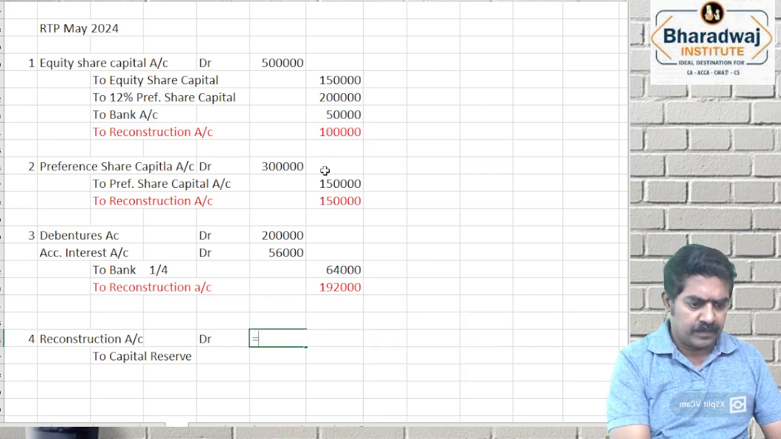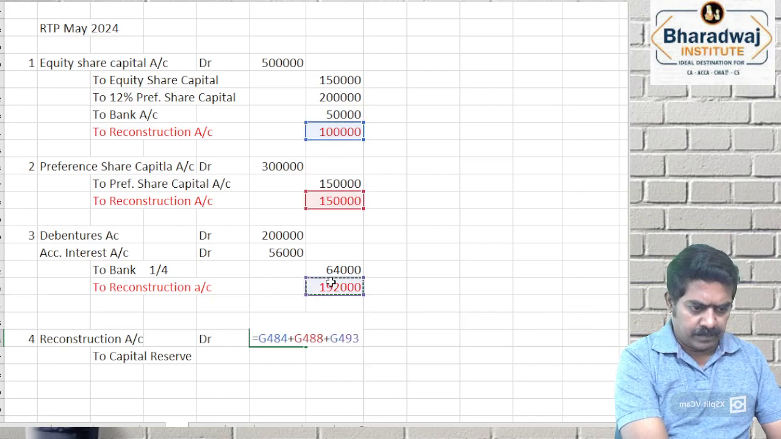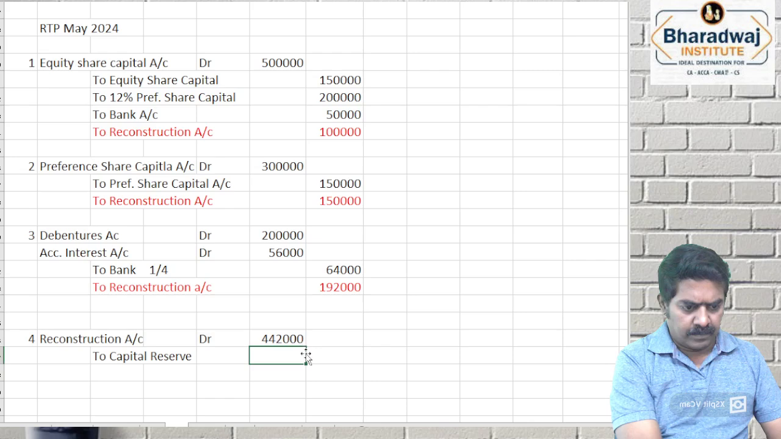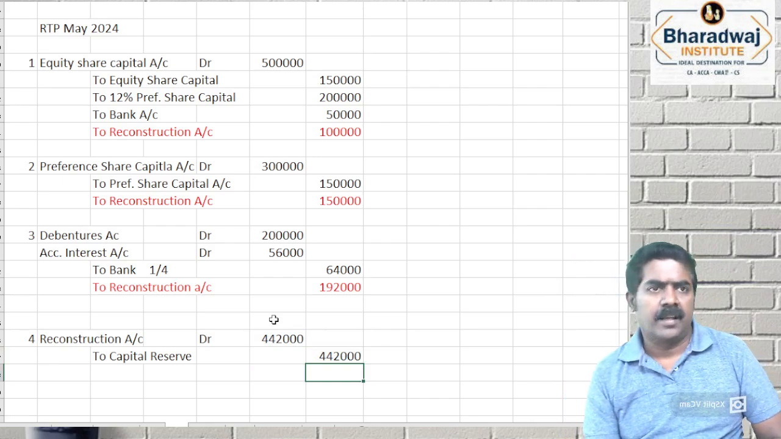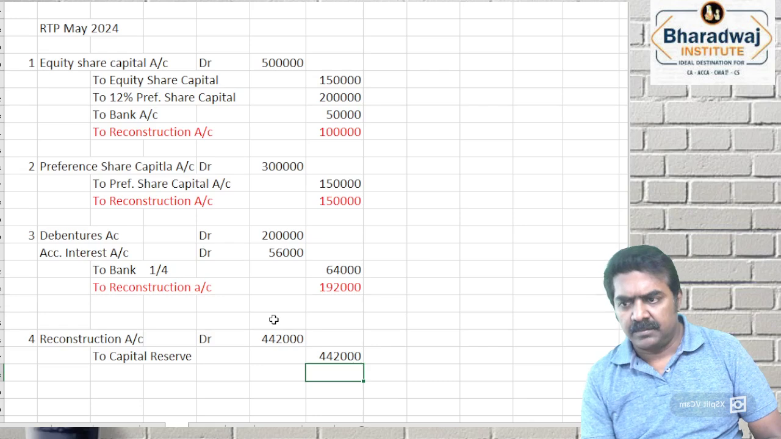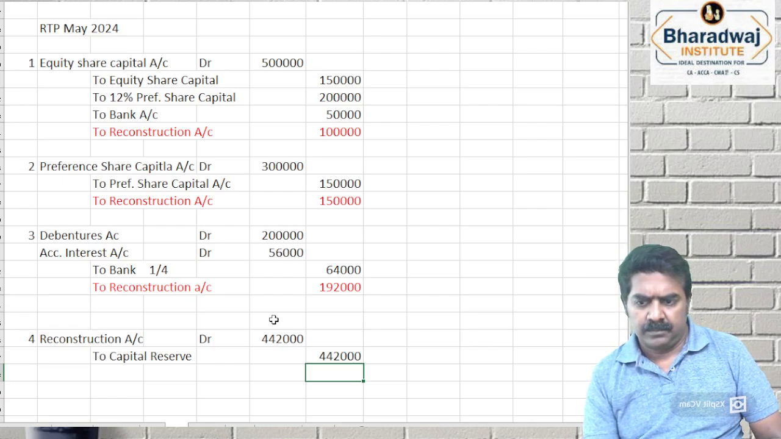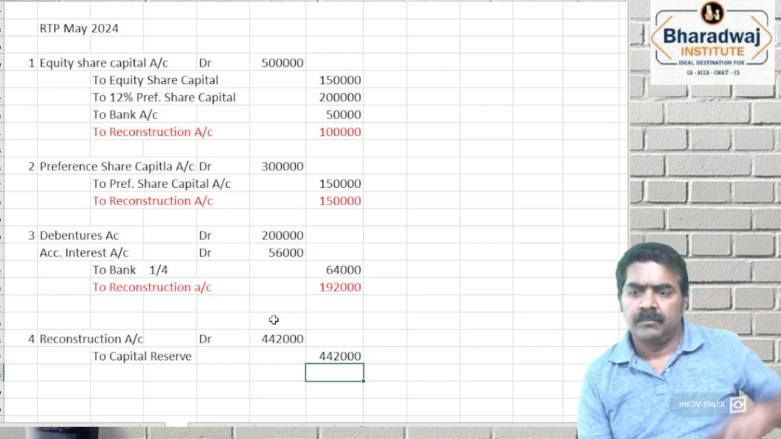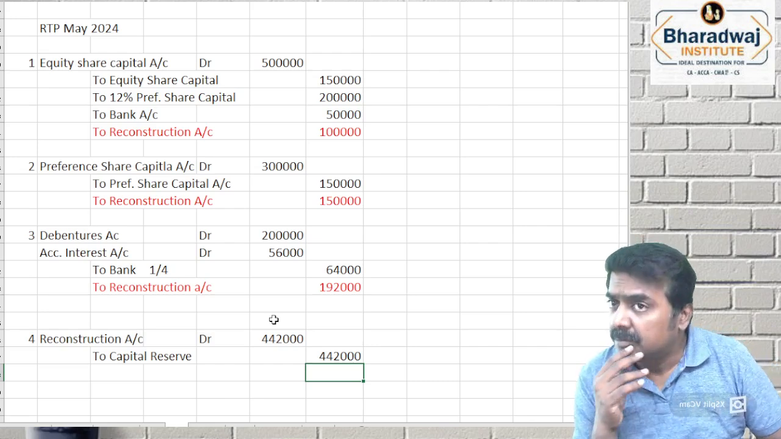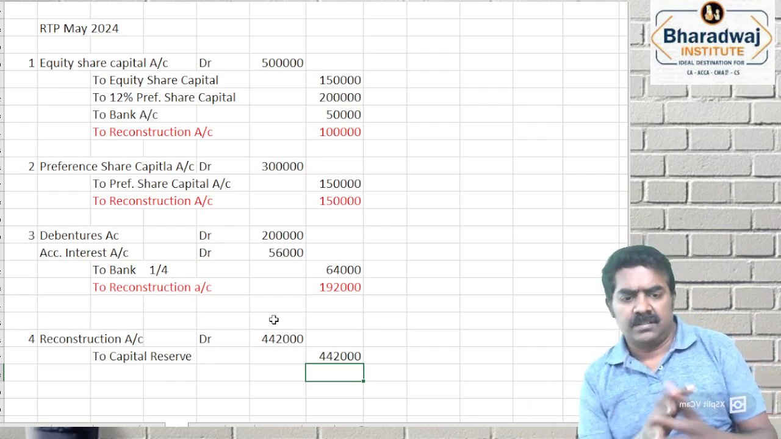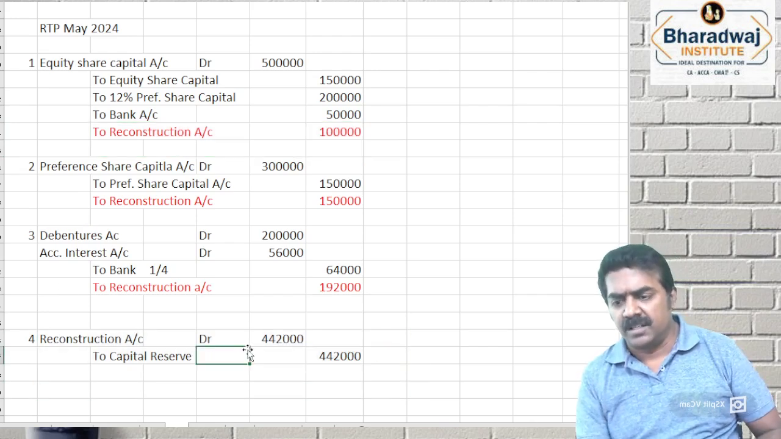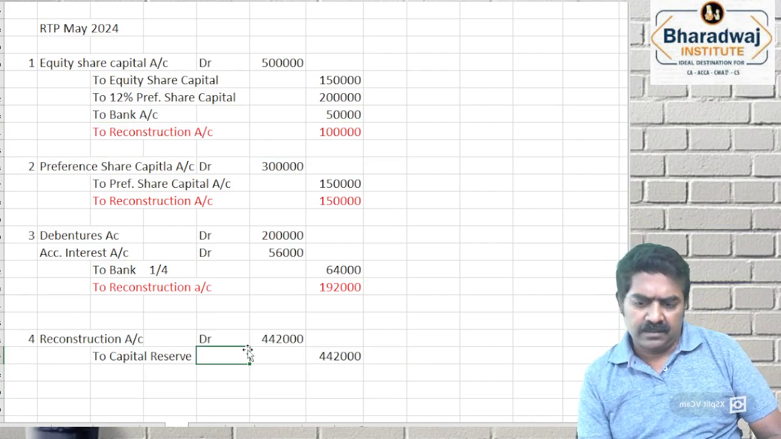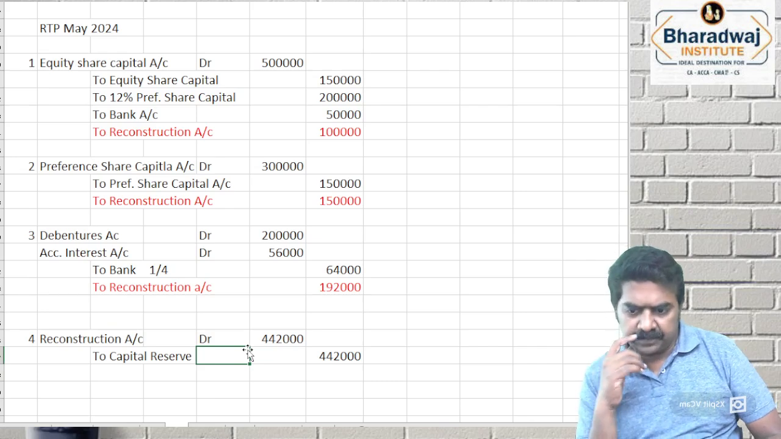How much? 4,40,000. Transfer to which account? Capital reserve account. Of course, it will have a credit balance. We credited, then it is transferred to which account? Capital reserve. It will not be a shortage. If a shortage comes, you cannot do which one?